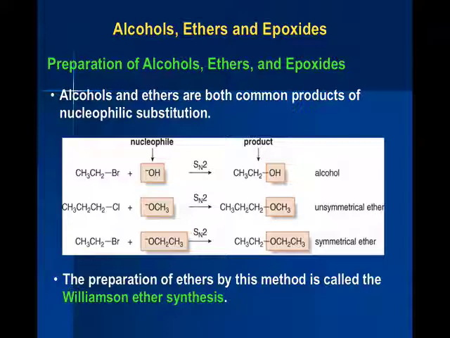So if I come into class and I start talking about the Williamson ether synthesis and I don't draw anything on the board, you need to know that that is the reaction of an alkoxide with an alkyl halide. It is typically between a primary alkyl halide and a primary alkoxide. Okay? But that is the Williamson ether synthesis.